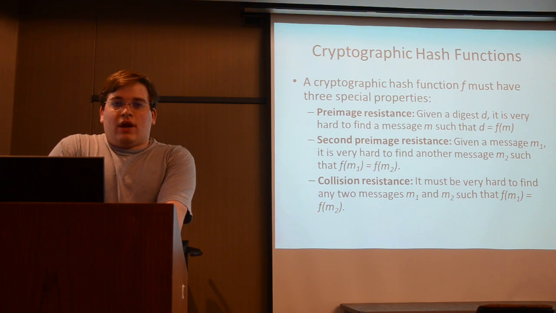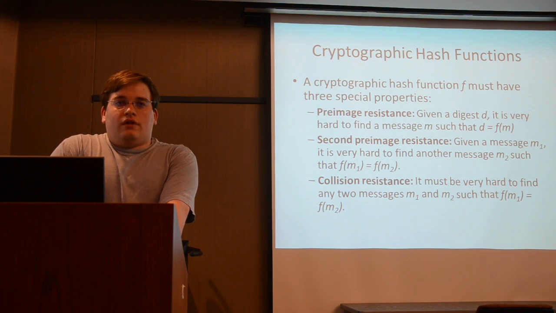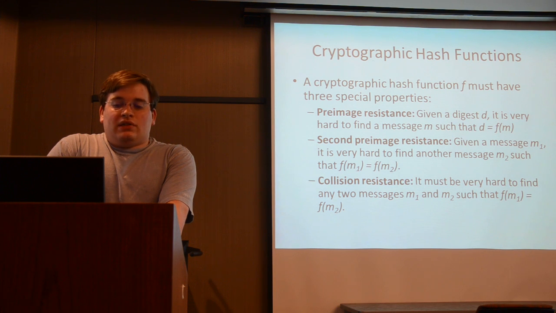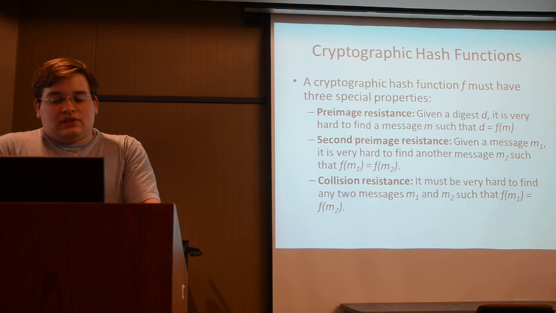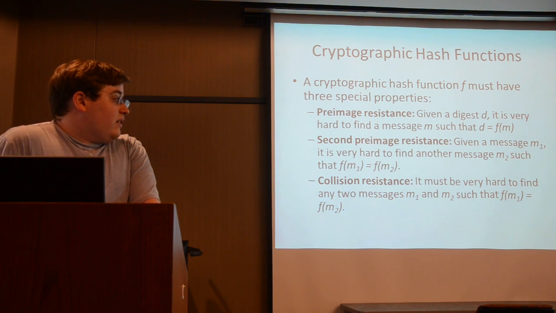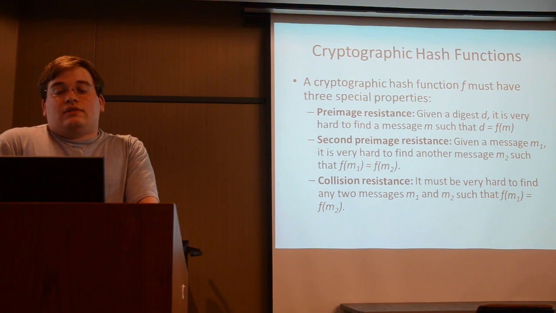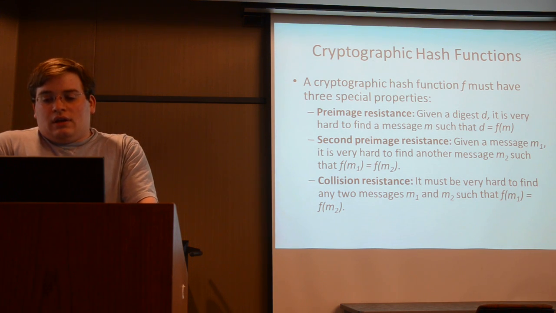These are the three main properties that a cryptographic hash function has to have. The most important one is pre-image resistance, which basically means, given a digest d, it's very hard to find a message m such that f(m) = d. So if you have the input, it's very easy to find the output, but if you have the output, it's very hard to find the input. The other two properties, second pre-image resistance and collision resistance, are basically saying that it's very difficult to find two messages that have the same digest. That should be very hard to find.